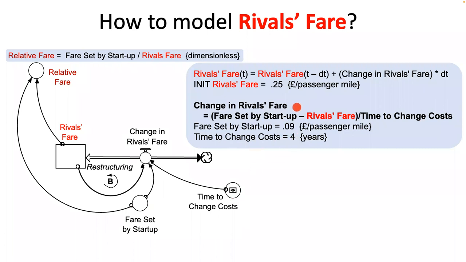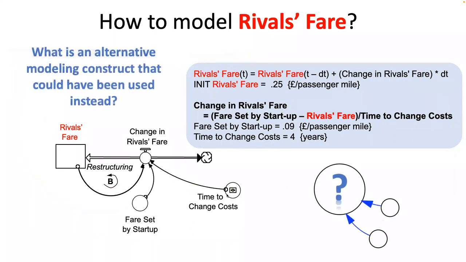So every pound, it would take you 4 years to change this by a pound per passenger mile. And so that's kind of where we set things. And since this is the slider, then we can move this around as we're playing with the sim.